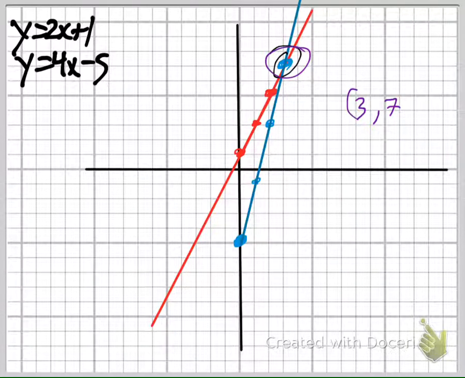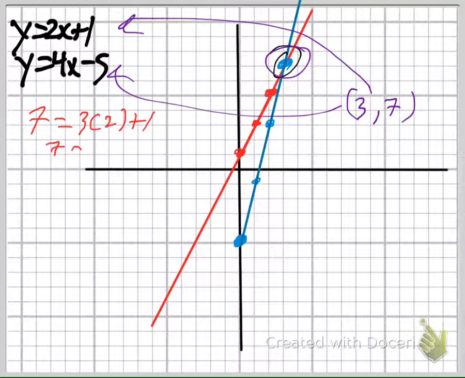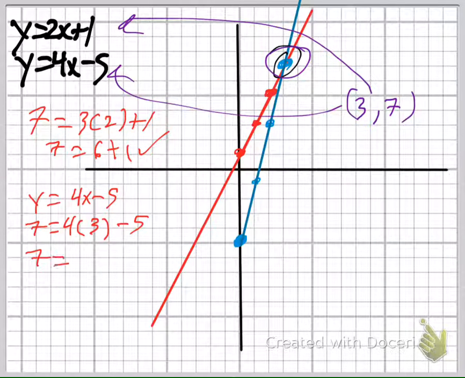So what I want to do now is I really just want to go ahead and check both of them. So I'm going to plug 3, 7 into both of my lines, okay? So I go 7 equals 3 times 2 plus 1. 7 equals 6 plus 1. Sure does. I go y equals 4x minus 5. So I'm going to plug in 7 for my y, 3 for my x. That gives me 7 equals 12 minus 5, and yes, it does.